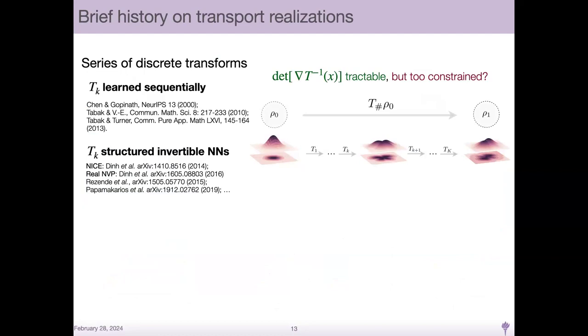Brief history on it, just to give some context, that people have been thinking about this for a while. So, it may be hard to learn this map T in one go. You might want to break it into smaller maps that allow it to be more computationally tractable. And this is sort of the original perspective on this problem that goes back to Chen and Gopinath in 2000, in the paper called Gaussianization, which tries to sequentially learn to connect the data they have to such a Gaussian distribution. And then Eric Van den Eijnden and Esteban Tabak and his postdoc sort of extended this idea.